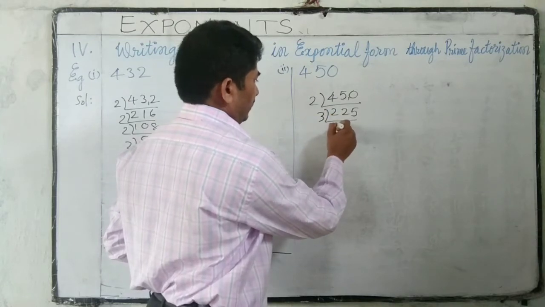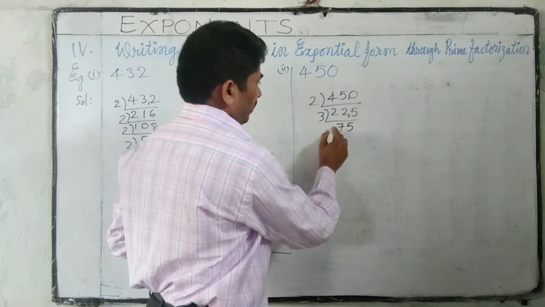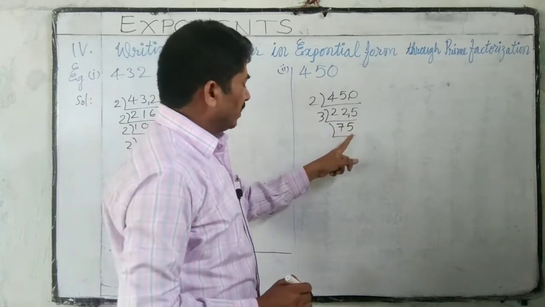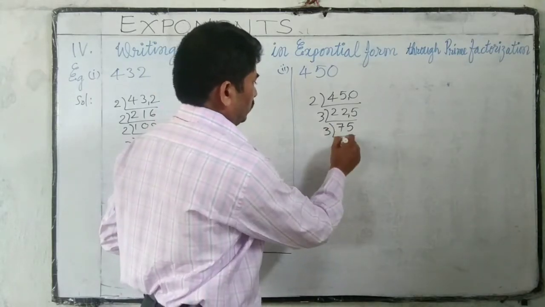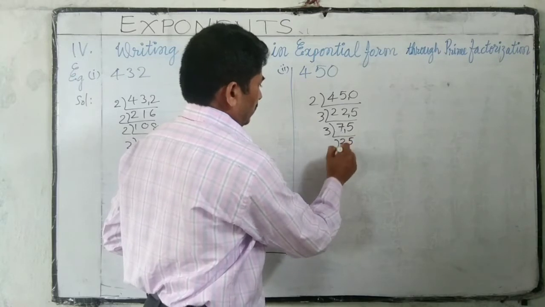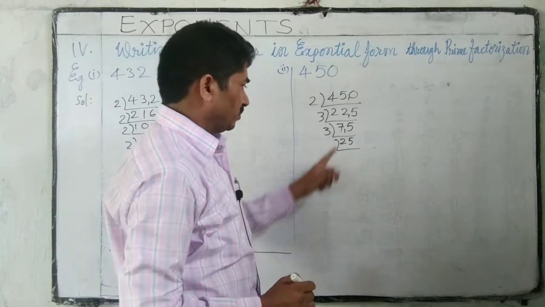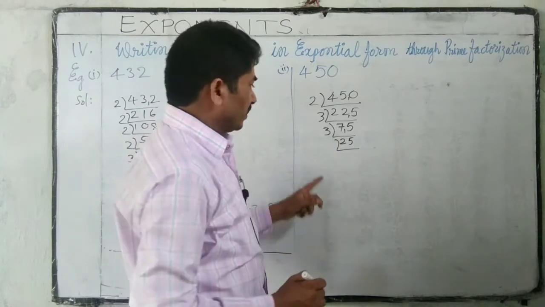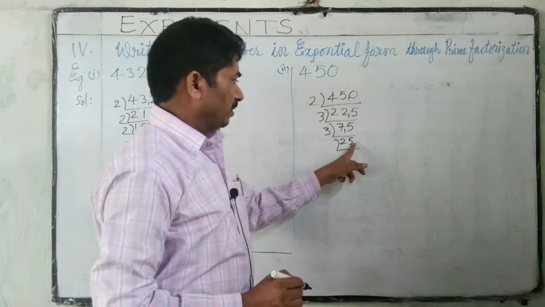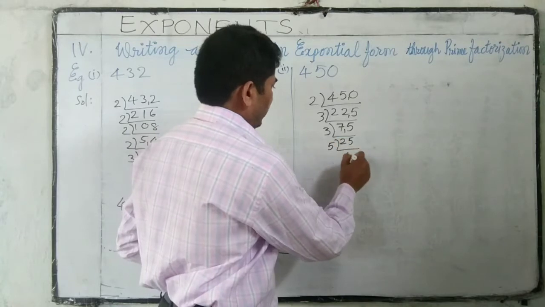3 sevens are 21, 1 remainder, 3 fives are 15. Next 7 plus 5, 12. So it is again divisible by 3. 3 twos are 6, 3 fives are 15. Now it is not divisible by 3, because 2 plus 5 is 7. Next it is divisible by 5, because there is a 5 in the ones place. 5 fives are 25.